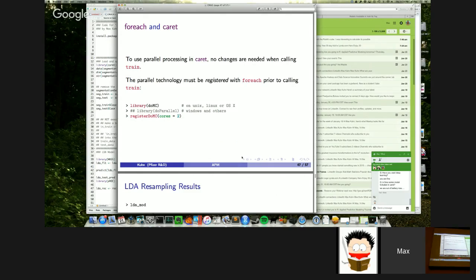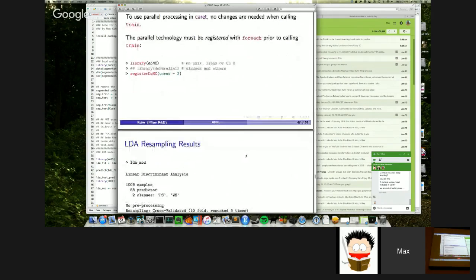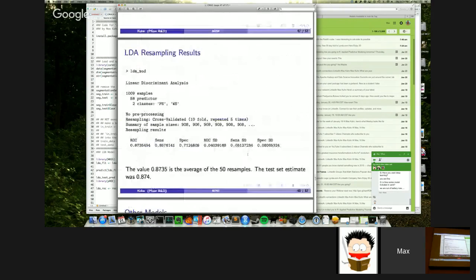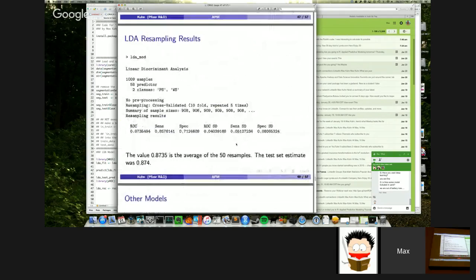And then I think the last thing I want to show you guys is, assuming the battery's not dead, when we ran this resampling for LDA, the average of the 50 resamples is 0.8735 basically, which is as close as you can possibly get to the test set result. So it did pretty well there. We would have gotten basically the same answer without having to go to our test set.